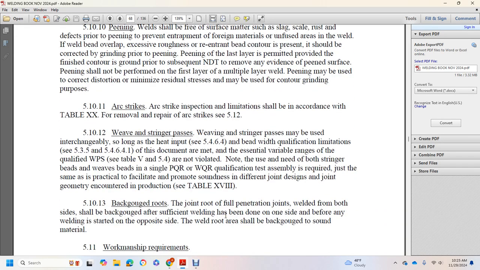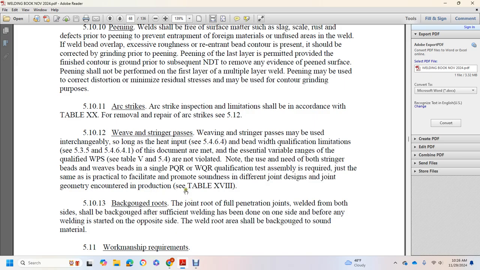5.12. Weaving and stringer passes may be used interchangeably so long as heat input, bead width, and qualification limitations of the document are met within the essential variable ranges. Qualified welding performance specifications, see Table 5.5.4, are not invalidated. Note the use of both stringer and weave beads in a single performance qualification record or welding qualification record. A qualification test assembly is required, just the same as practical, to facilitate and promote soundness and the different joint designs and joint geometry encountered in production.